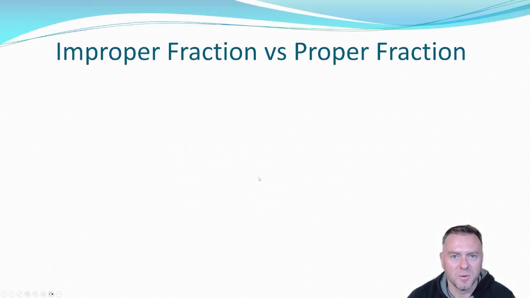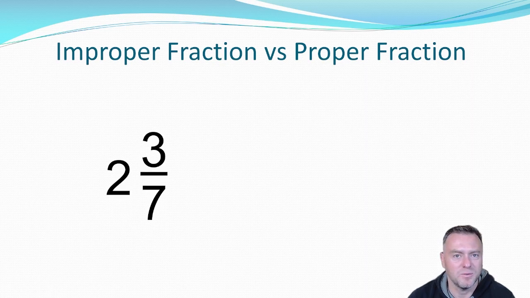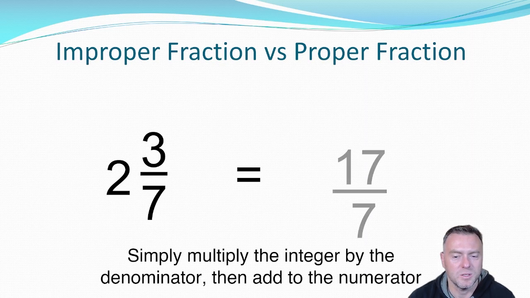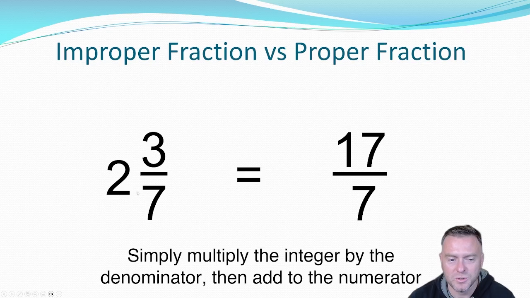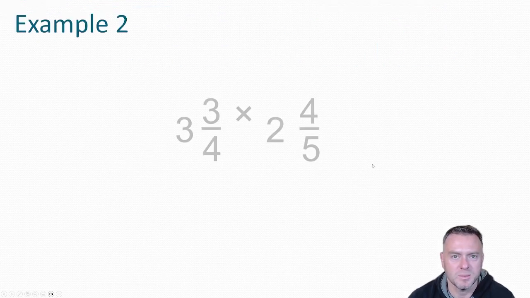So when we do improper fractions versus proper fractions, hopefully remember this. So you simply multiply the denominator. So 2 times 7 gives you 14, and then you add on the remainder. So 14 plus the 3 gives you 17 over 7. So going from a mixed number into an improper fraction, really, really simple.